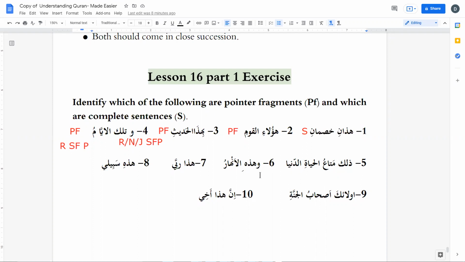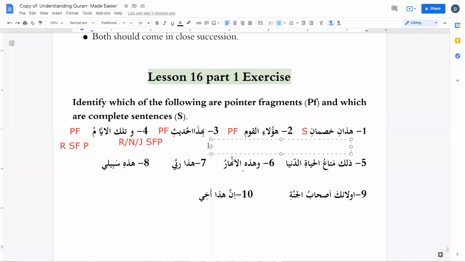Okay. Now let's move on to the sixth one. Wa hadhihi anhar. Is this a pointer fragment? Yes or no? Yes, you are right. This is a pointer fragment, and let's do again the four properties.